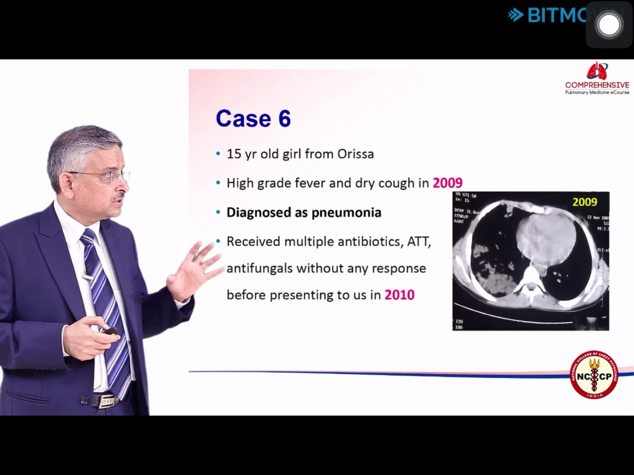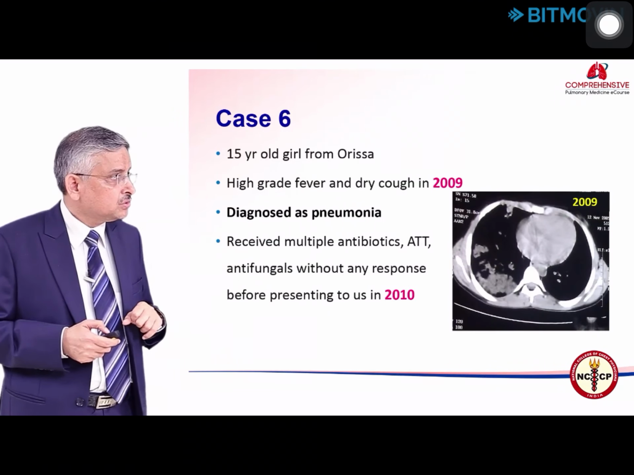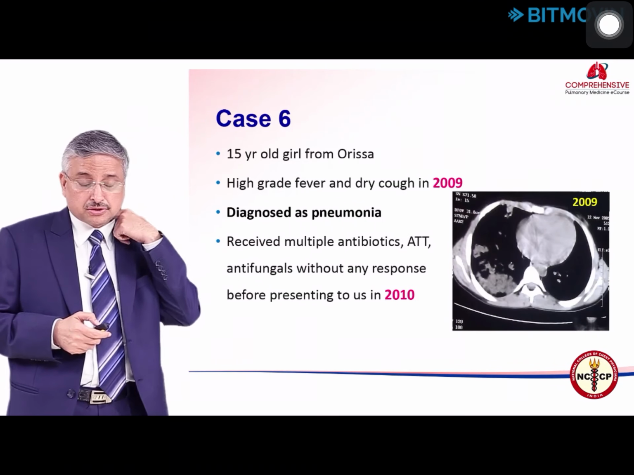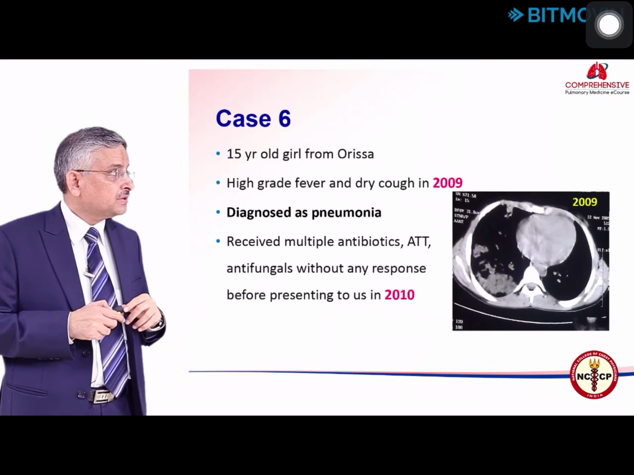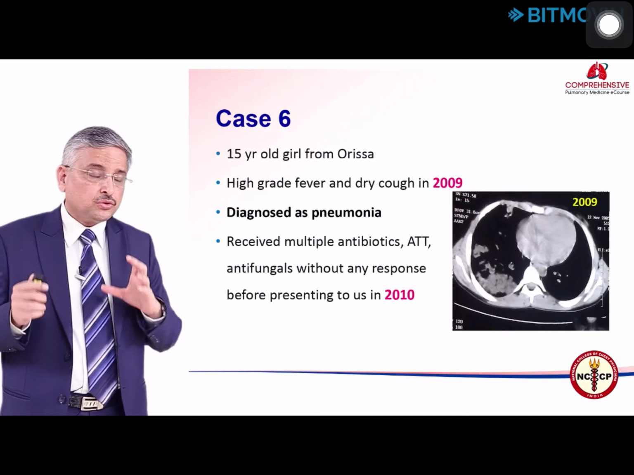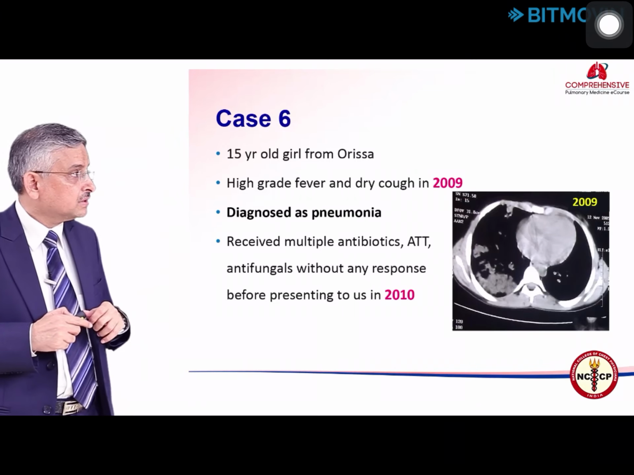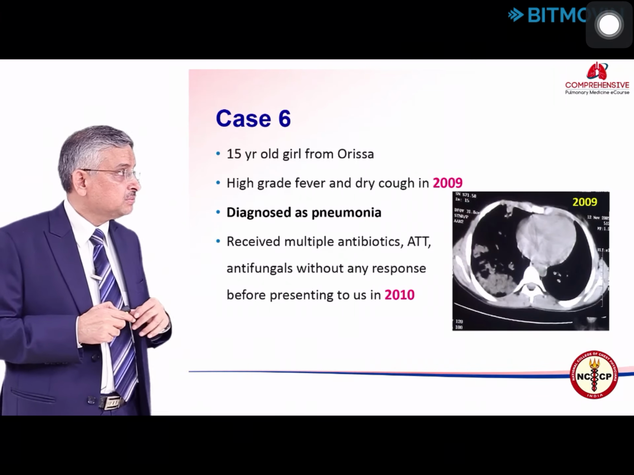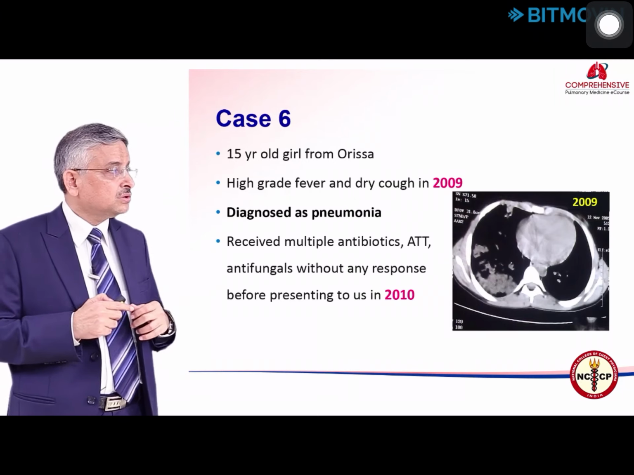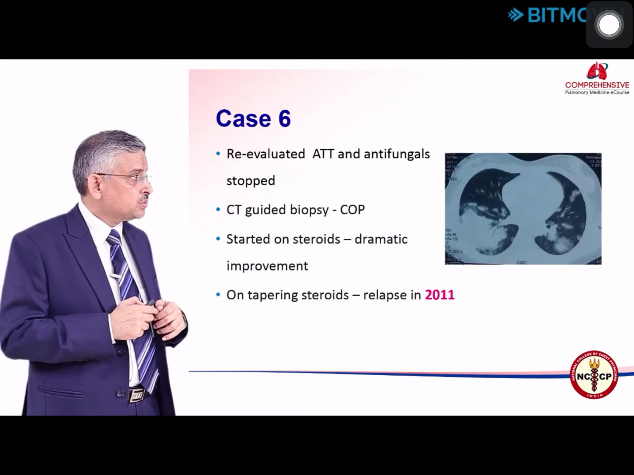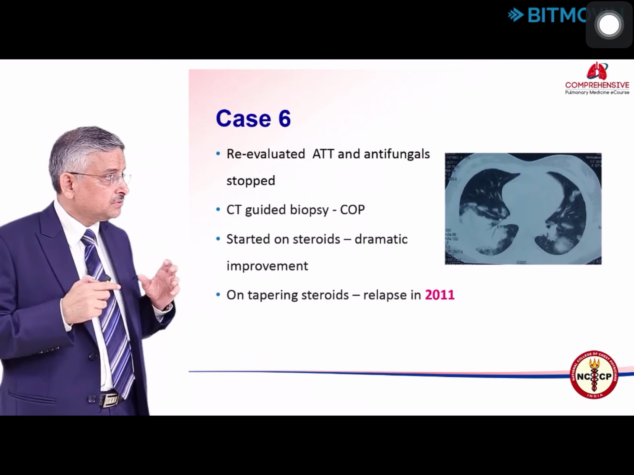So, just to give you another case, this is a 15-year-old girl who came to us from Odisha. Actually, the first time she came to us was in 2009. She had high grade fever and dry cough in 2009. She was diagnosed in Bhubaneswar, Odisha as having pneumonia. She received multiple antibiotics, ATT, antifungals without any response, and in 2010 she came all the way from Odisha to us. She was re-evaluated, ATT was stopped, antifungals were stopped.